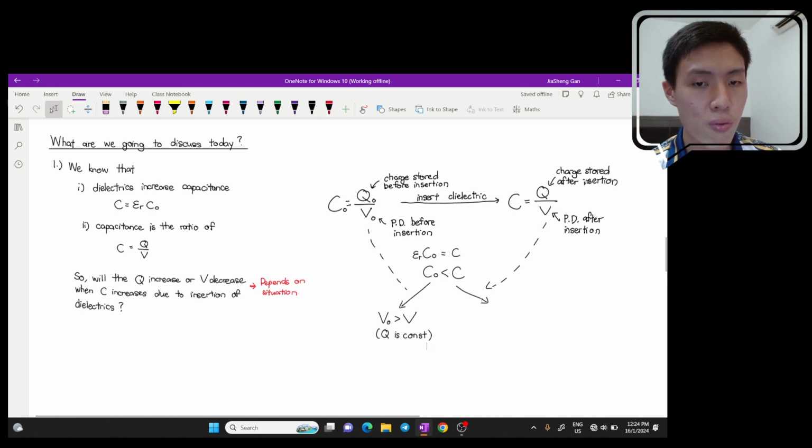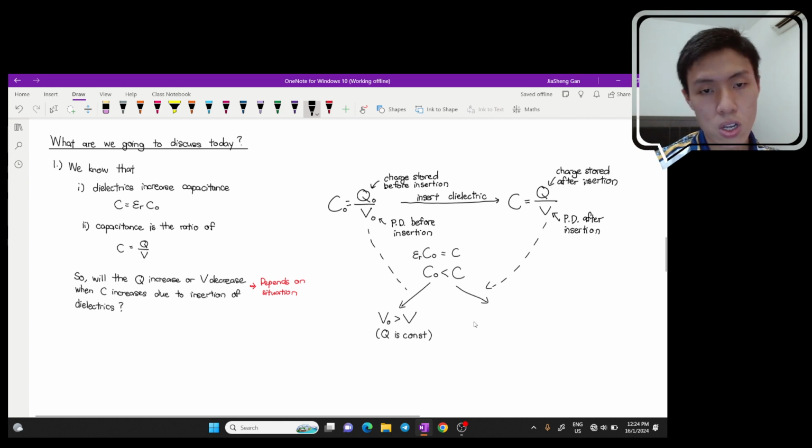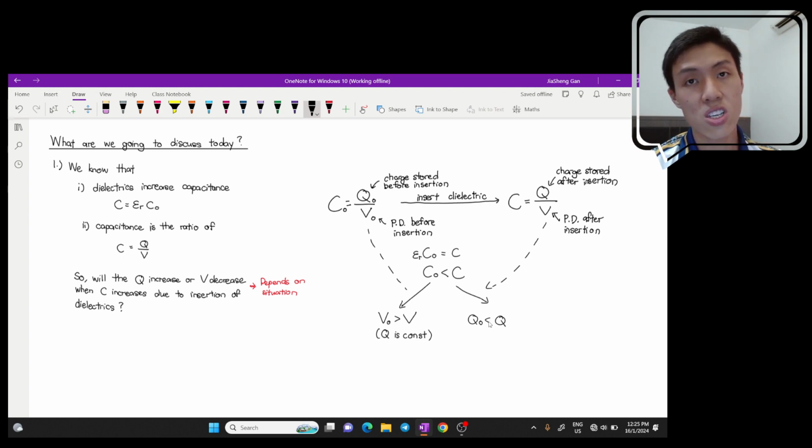Another possibility of what might happen is the V won't make any changes. The V is kept constant. But what happens is the Q will experience changes from Q0 to Q. So it means when you insert the dielectric, your Q will follow along the change of C and cause a change of Q. If you want to increase C, we have to increase the numerator. So that means the new Q will have to be larger than the old Q. So Q0 will be smaller, Q will be larger. So Q increases. If we increase the capacitance, the charge will follow along and increase as well.